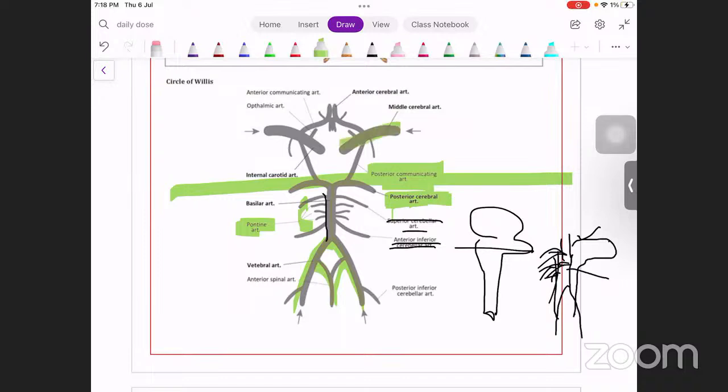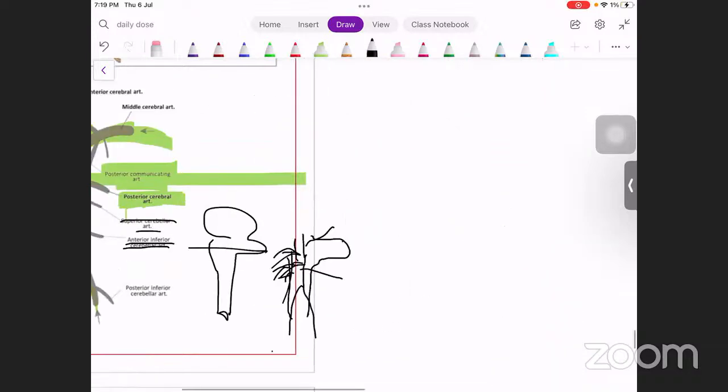The internal carotid artery technically gives rise to the anterior and middle cerebral arteries. This is the anterior and this is the middle cerebral artery. Okay, so let me draw the circle of Willis.